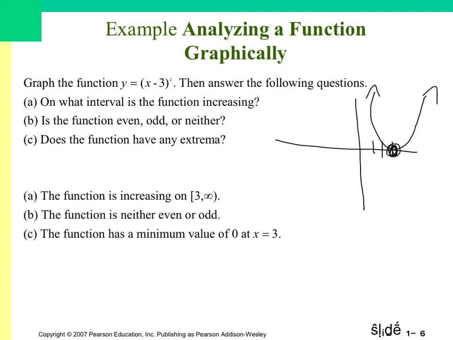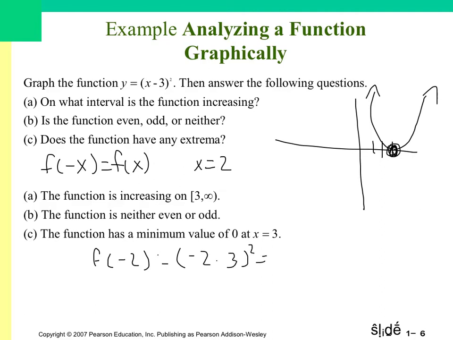So to do the even, you have f of negative x has to equal f of x. So let's just say x equals 2. If I plug that in, I go f of negative 2 equals... Well, that means I'm plugging in negative 2 for x. So you get 25. And then I plug it in here. X is 2, so what am I substituting in for x? Positive 2. Do those two equal each other? No, so it's not even.